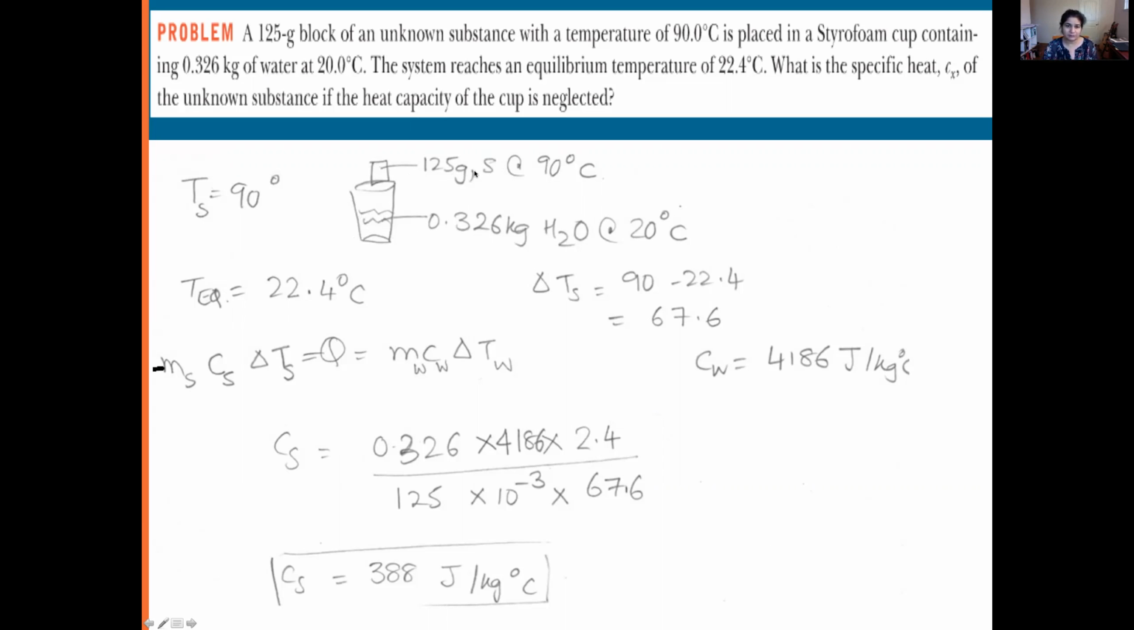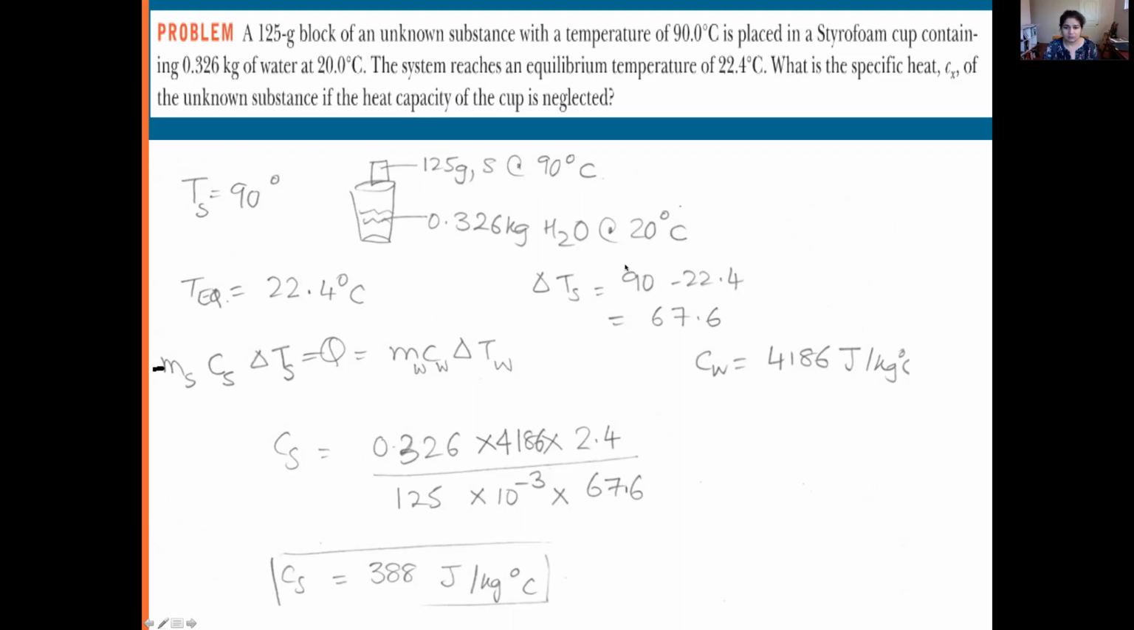I'm going to write S for the substance. We know we have 125 grams of it, and it's at 90 degrees. Yeah? So this is my sketch. The system reaches an equilibrium temperature of 22.4 degrees Celsius. So that tells us that this block is going to lose heat, right? And the water is going to gain heat. So we can determine how much heat is lost by the substance.